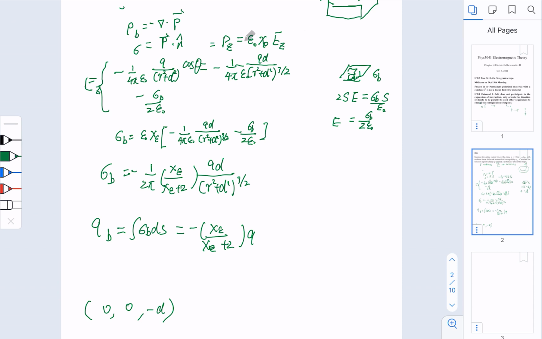The sigma equals epsilon naught chi e times Ez. And then this Ez consists of two terms. First is Ez due to the point charge, and the second is the Ez due to this surface charge itself. So this is the second term, and the first term is here. So I simply copied these two terms over here. Understood. And then this is simply solving this surface charge self-consistently.